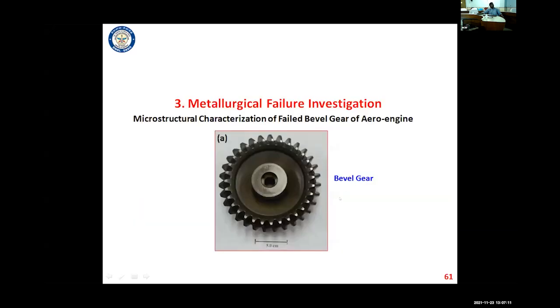Now I will explain how I have used these characterization techniques in metallurgical failure analysis to find out the cause of actual failure. This is one component, a bevel gear which we received from Hindustan Aeronautics Limited. To find out the cause for the damage, I will show you this failed bevel gear of an aero engine. Now I will characterize it and find out some results. Based on the results, I concluded that it failed by decarburization.